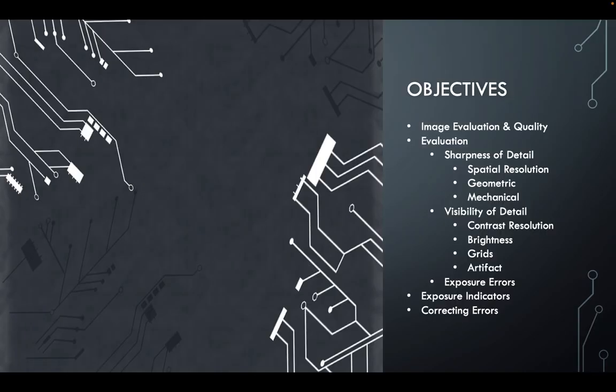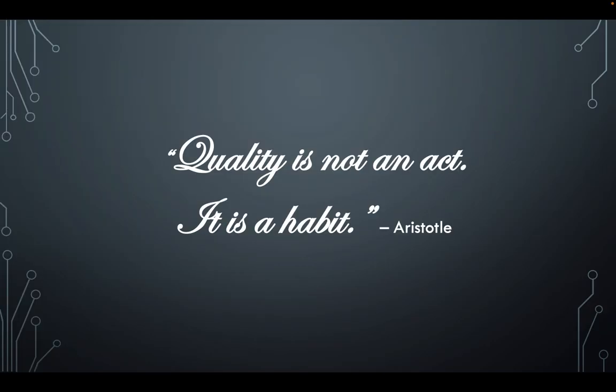So objectives for this presentation, just overview of image evaluation and quality. We're going to look at sharpness of detail and all of the components of that versus the visibility of detail and the components of that. We're going to look at exposure errors, which leads into exposure indicators, and then how to correct errors. So the quote for this presentation is, "Quality is not an act, it is a habit."